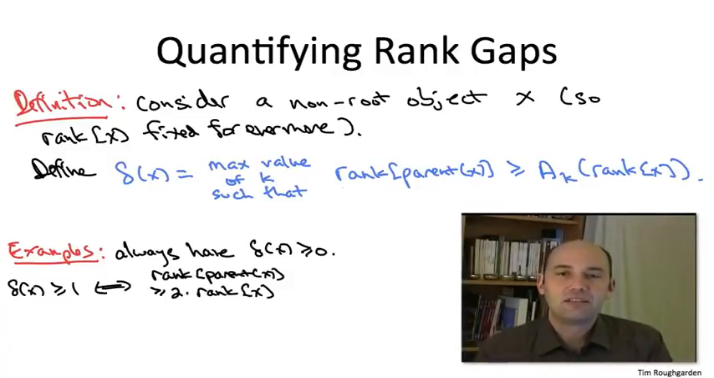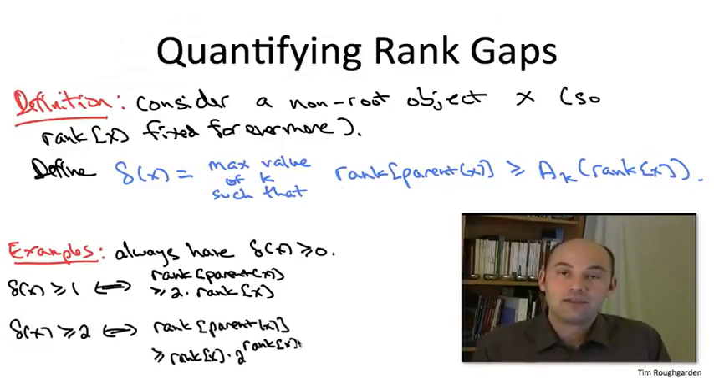Similarly, an object x has a delta value equal to at least 2 if and only if we can take k equal to 2 on the right-hand side of the definition and have this inequality be satisfied. So let's recall what the function a sub 2 is. A sub 2 of r is just r times 2 to the r. So an object x has delta value at least 2 if and only if its parent's rank is substantially bigger than its own rank, in the sense that if it has rank r, its parent's rank has to be at least r times 2 to the r.